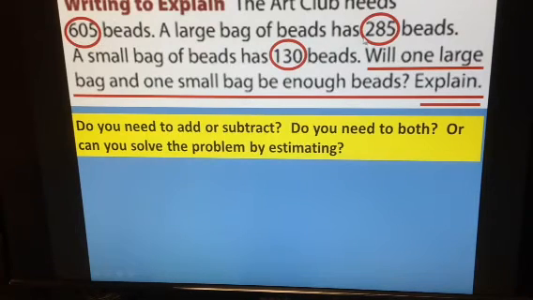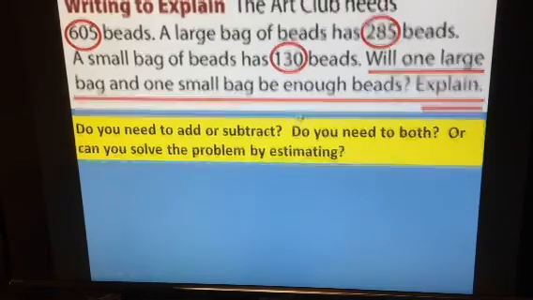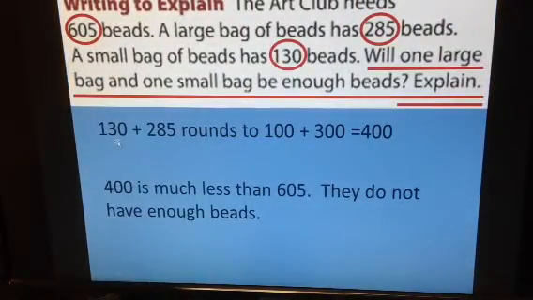We can round 285 to the nearest hundred. We can round 130 to the nearest hundred. So that would be 300 plus 100. 300 plus 100 is 400. 400 is not close to or more than 605. It's not anywhere near it. So no, it will not be enough beads. Here I've written that down. 130 plus 285 rounds to 100 plus 300 equals 400. 400 is much less than 605 and they do not have enough beads.